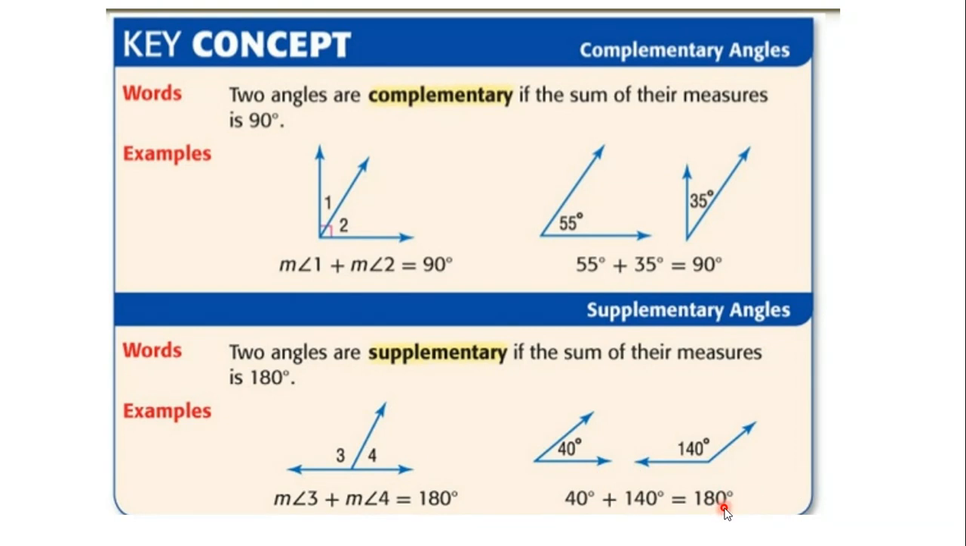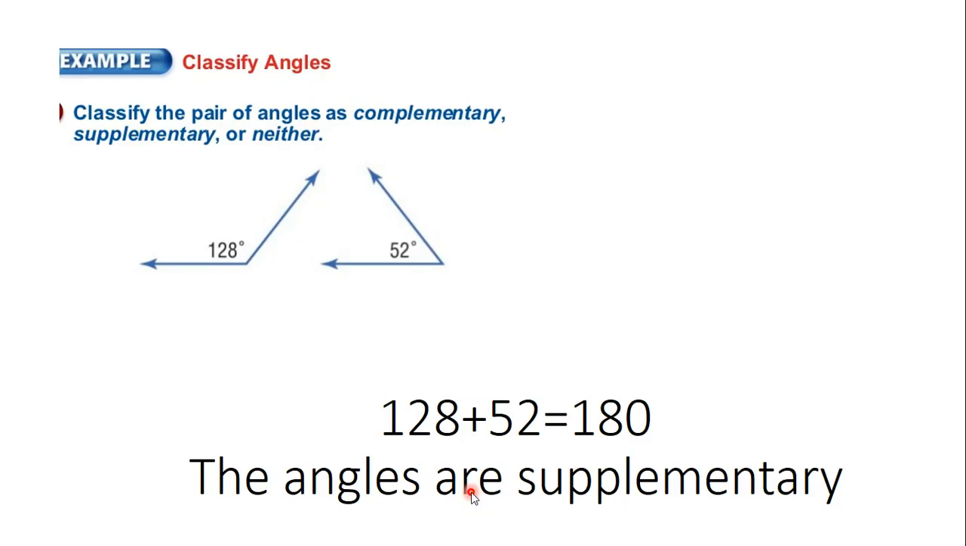Let's try this example together. The first angle is equal to 128 degrees and the other one is 52 degrees. If I add them together, their sum is 180 degrees. So these angles are called supplementary angles.